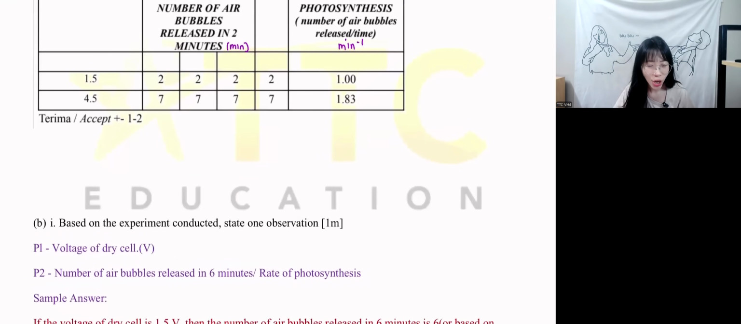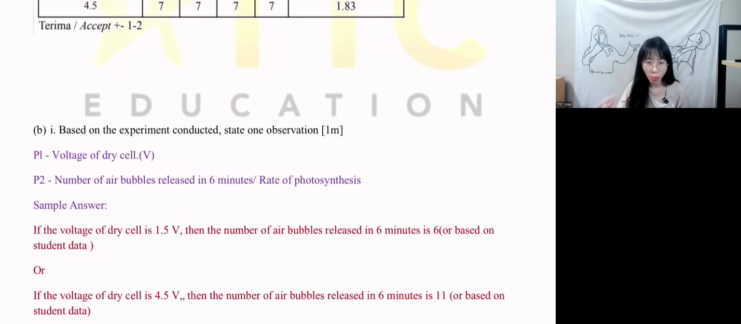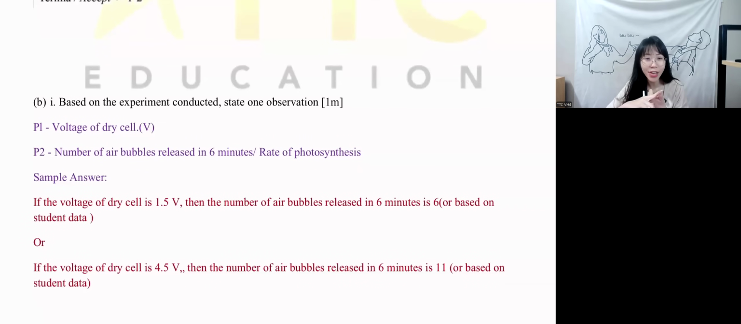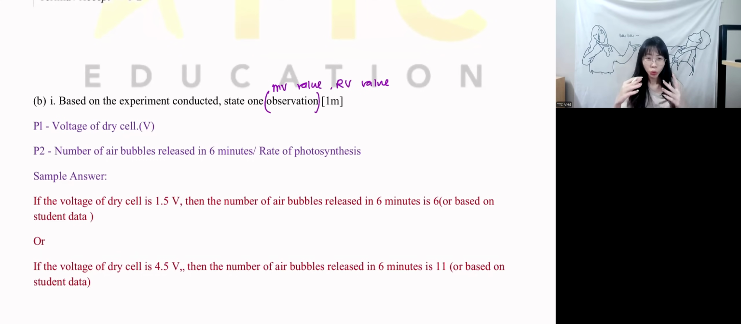Okay, next. Based on your experiment, state 1 observation. When you write about observation, you need to write the MV value and the RV value. You need to include your values in your observation. If you forgot the answering technique, go back to my previous YouTube video and watch the answering technique. You can choose the highest or the lowest, whichever you prefer.